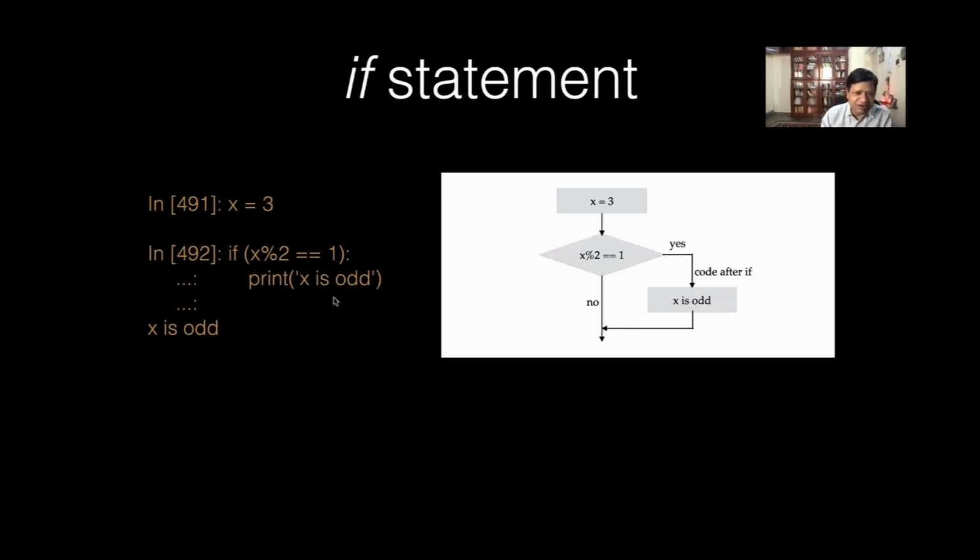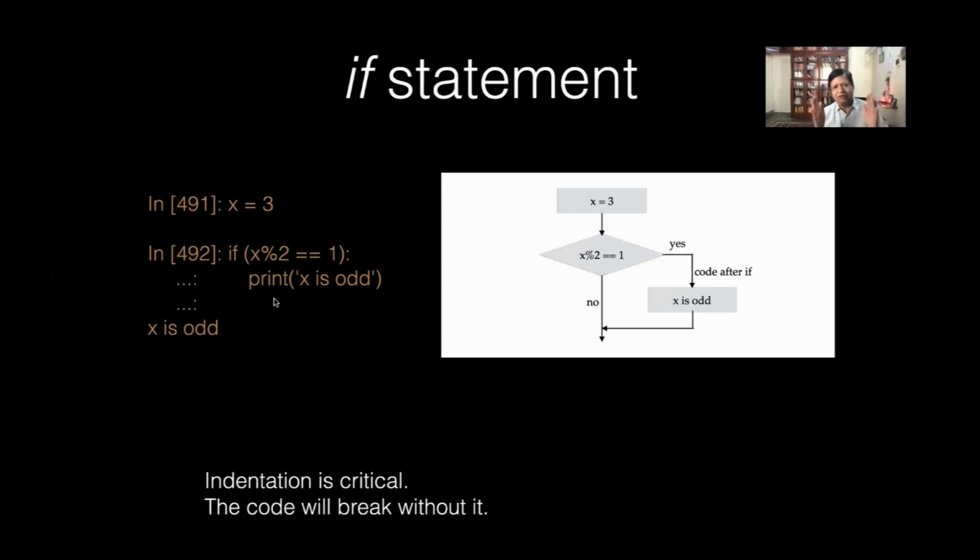Now please keep in mind that there are some blank spaces here. This is called indentation. You indent, you shift. This is critical. Otherwise, the program would not know what to execute after if. In fact, Python will just give an error if you don't indent after if. The code will break without it. It will simply give an error message and it will not execute. So Python indentation is critical. Without that, the code will not work.